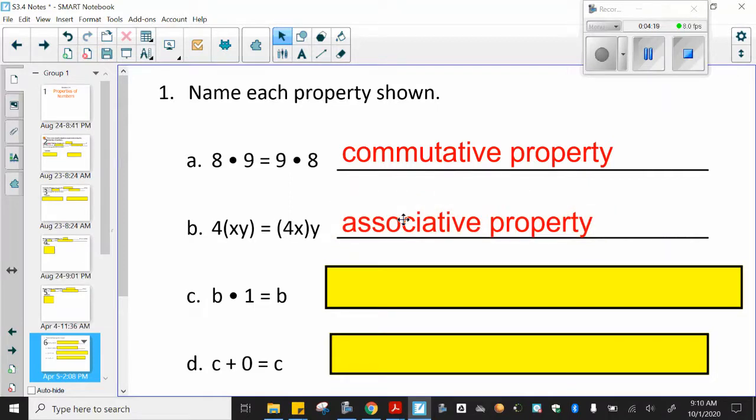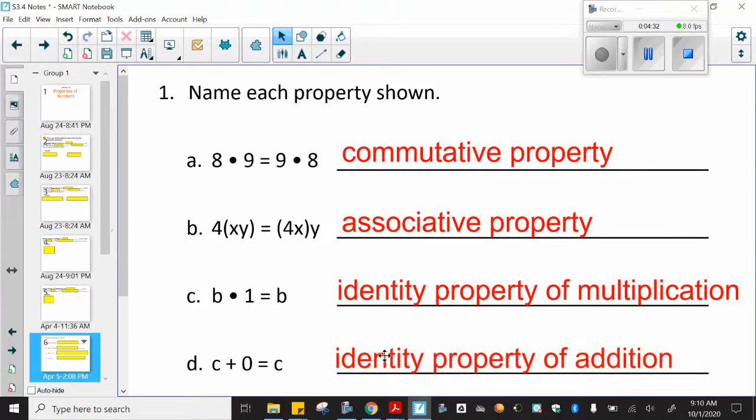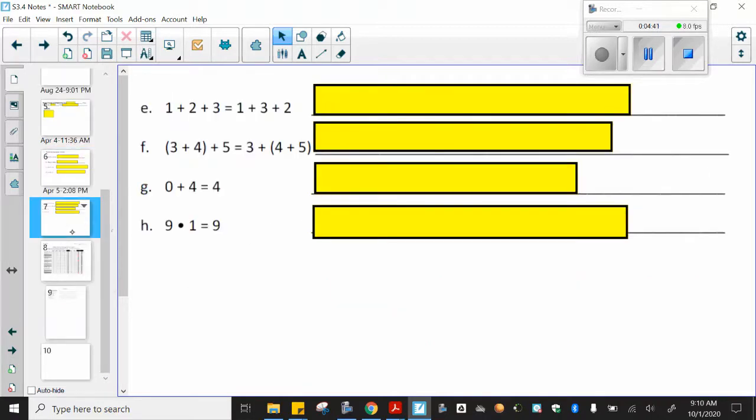And then we have b times 1 equals b. Well, anything times 1 is the identity property of multiplication, and c plus 0 equals c, that is the other one, identity property of addition. All right, so you're looking for these patterns, got to find the patterns. There's 4 more examples. I think we use each one once again here.